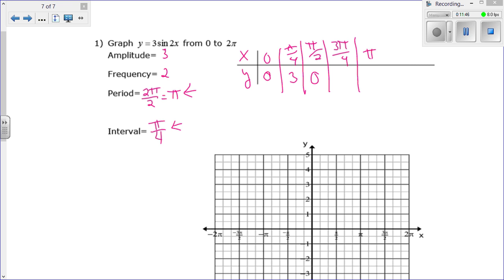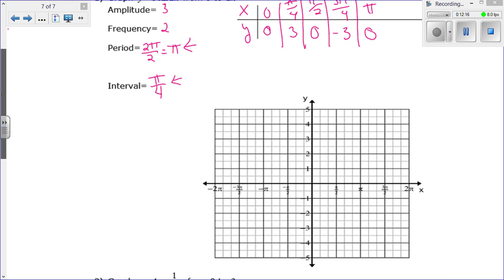3 pi over 4 is 135. 135 times 2 is 270. The sine of 270 is negative 1 times the 3 out in front gives me negative 3. And then pi is 180. 2 times 180 is 360. The sine of 360 is 0 times the 3 out in front is 0. And I'm graphing from 0 to 2 pi. So it means I have to start at 0 and end at 2 pi.